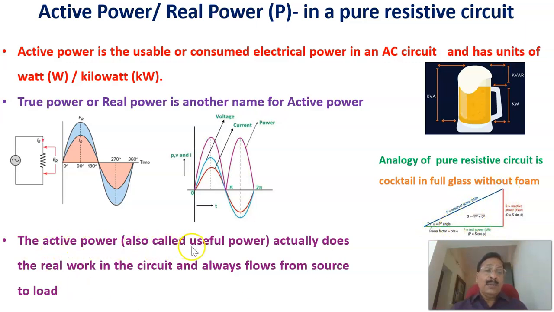Therefore, the active power, also called useful power, actually does the real work in the circuit and always flows from the source to the load. That is active power. In this case, if you consider that the glass is full of cocktail, then that is the useful one. That corresponds to, and is analogous to, the active power.